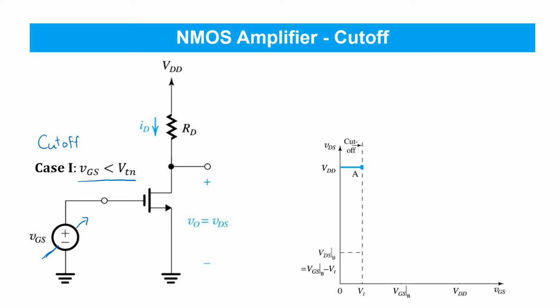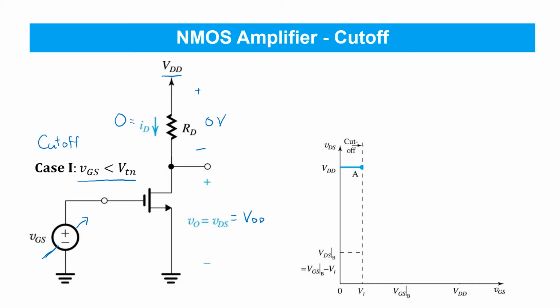In cutoff, there's no current flowing between drain and source, so the current labeled ID here will equal 0. As a result, there'll be no current flowing through the resistor RD, and no voltage drop across it. Therefore, the output voltage, VO, will simply equal VDD, the supply voltage connected up here.